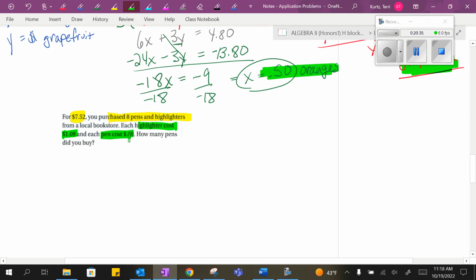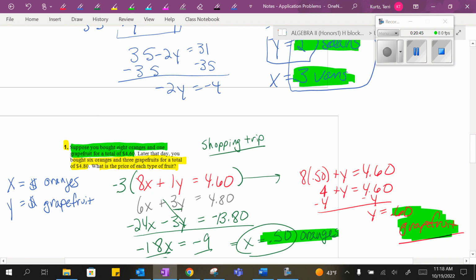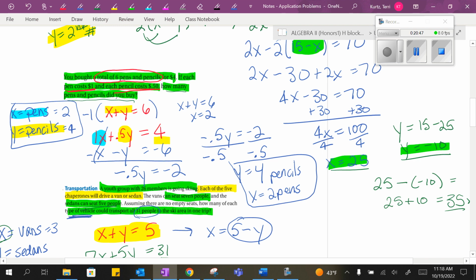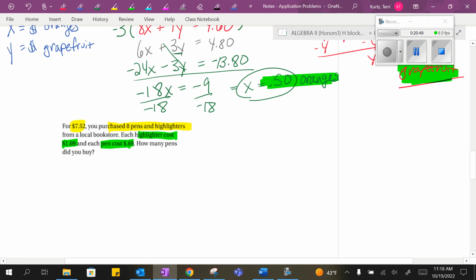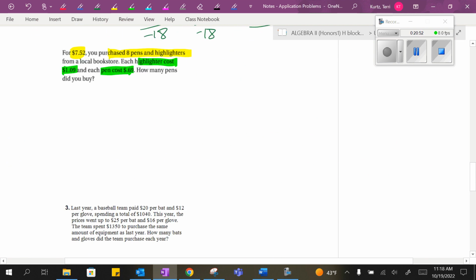So again, here we're not talking about two different shopping trips. Okay, so it's not like the previous question. We're talking about more like a quantity that we purchased and then the price. So this is going to look more like this one about pens and pencils did. Okay, so again, we're looking for how many pens did you buy? So that means our variables need to be the items, so pens and highlighters. We purchased a total of 8, so x plus y is 8.